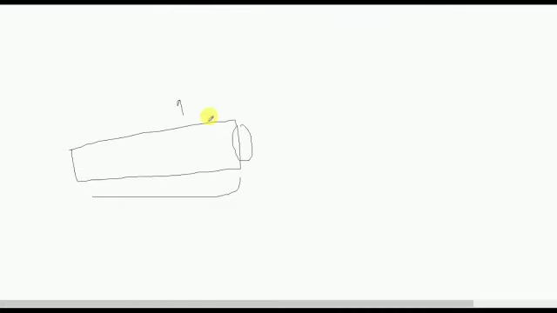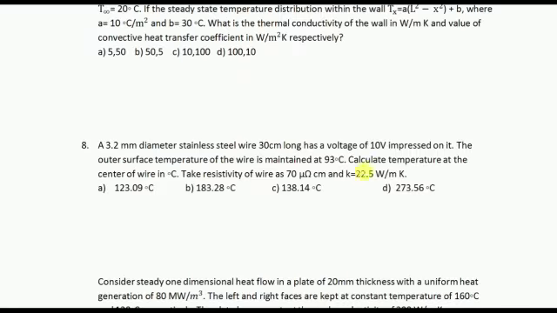See, voltage is there. If voltage is there, the wire is having some current. When some current is passing in the wire, what happens? Heat will be developed in the center of the wire or around the wire. So around the wire the temperature is given, and at the center of the wire they are asking the temperature. So calculate the temperature at the center of the wire.